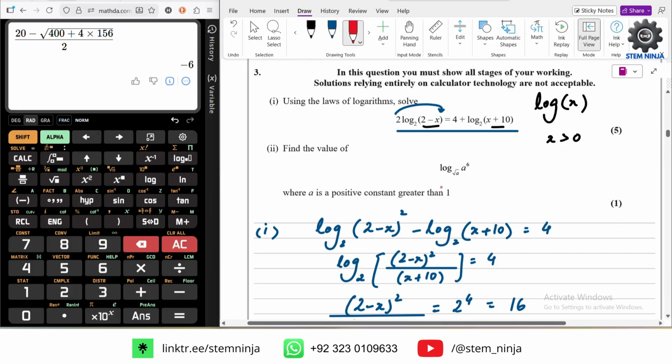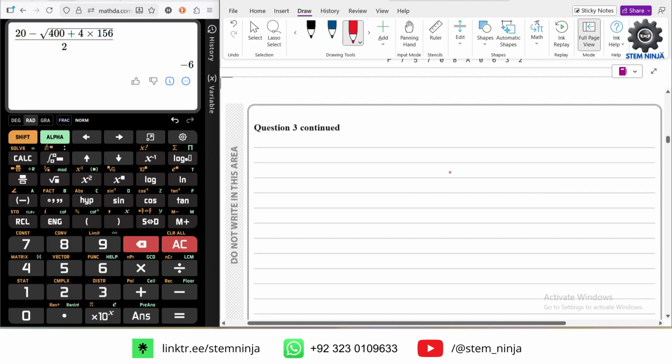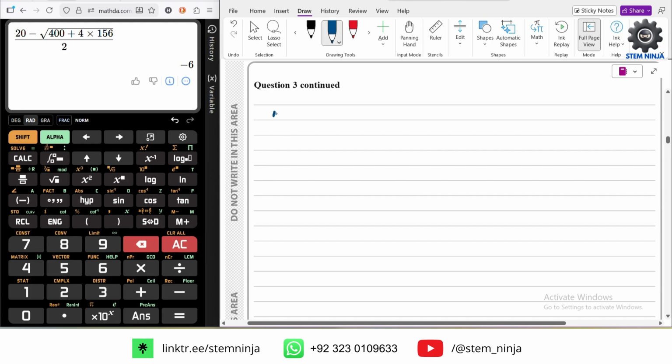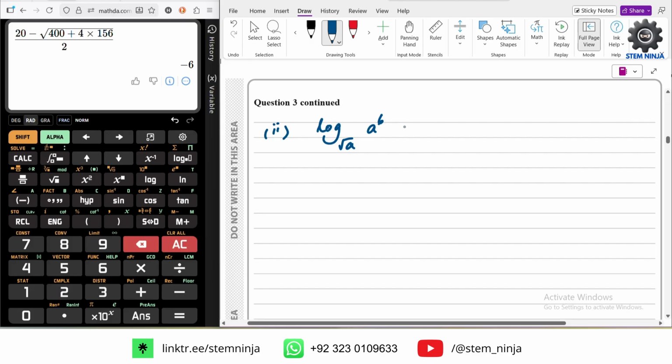Okay. Find the value of log base root a of a raised to power 6, where a is a positive constant greater than 1. Okay, let's first write this: log base root a of a to power 6. Now let's change the base of this.